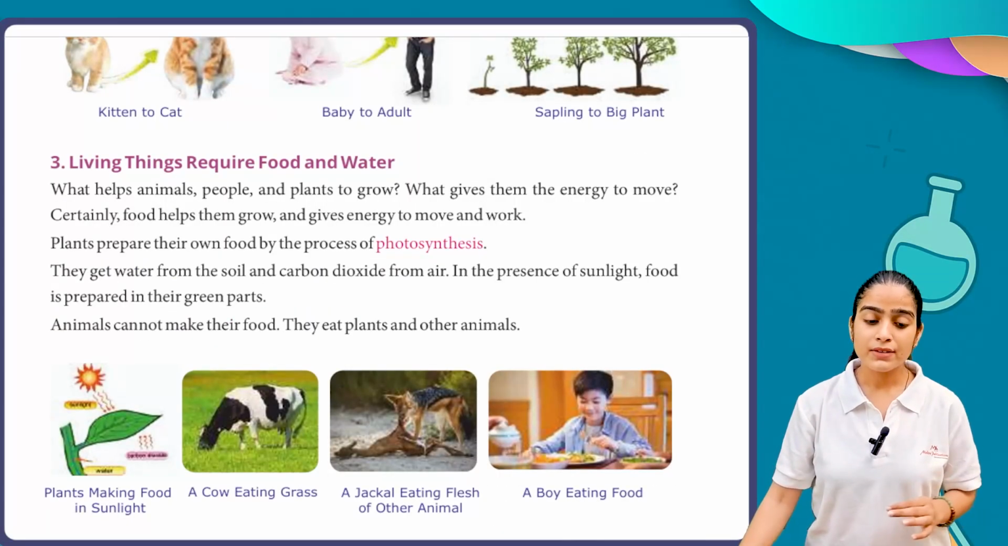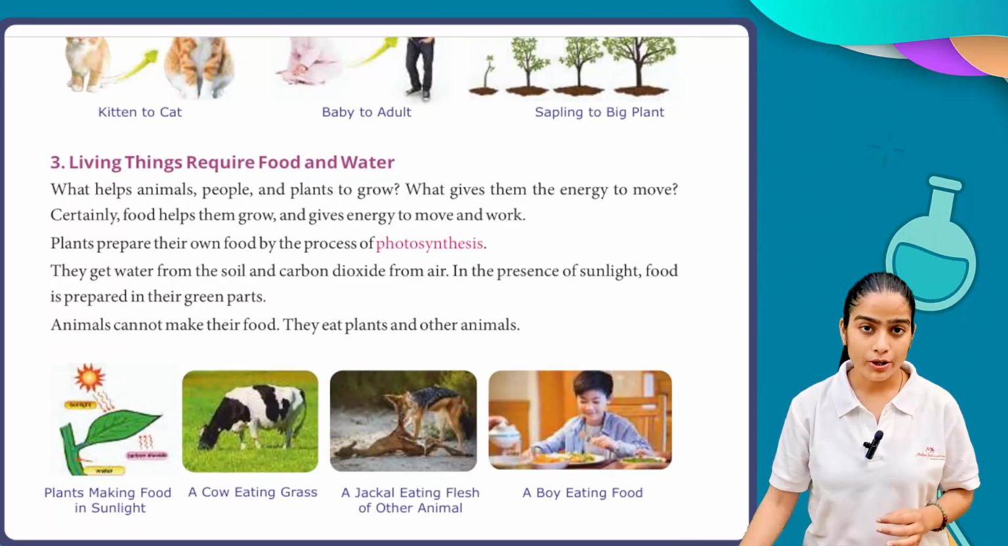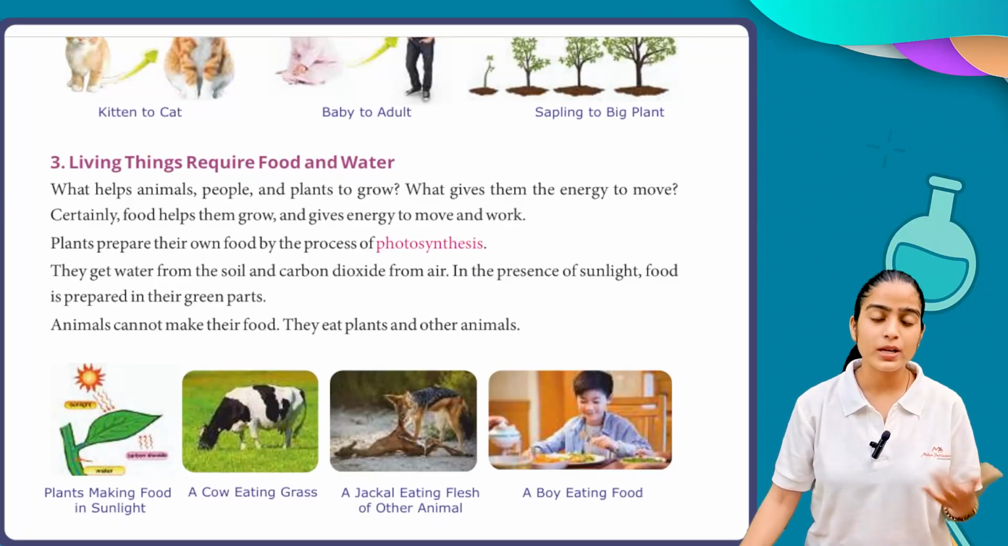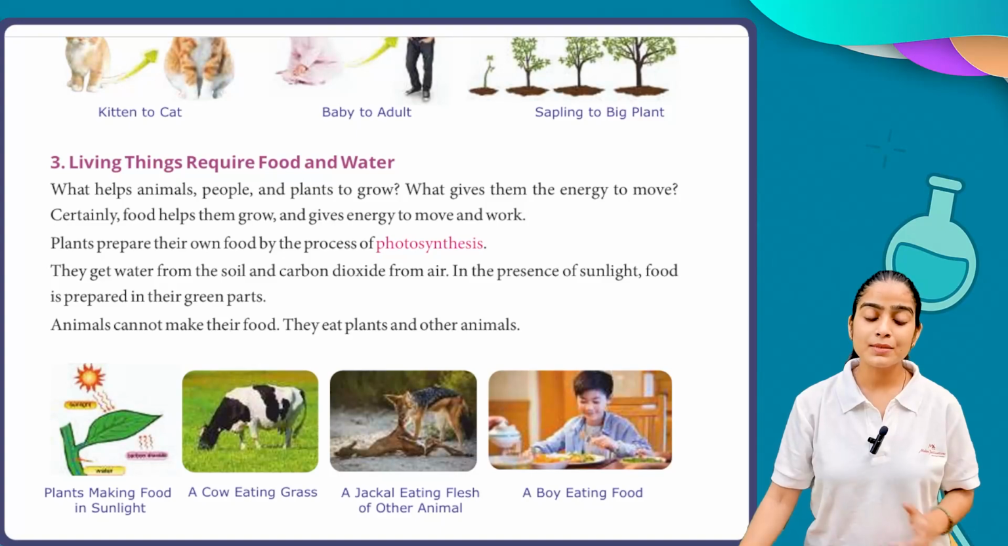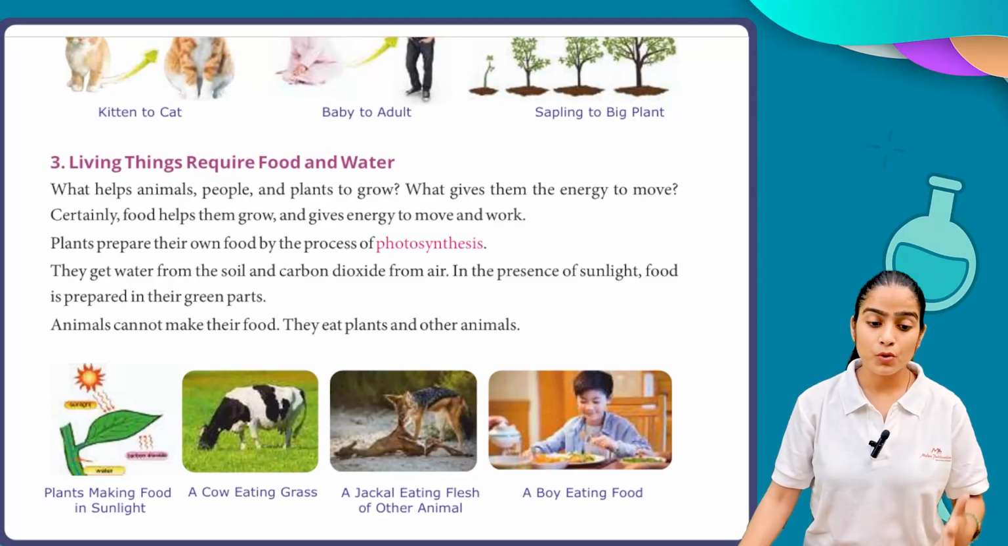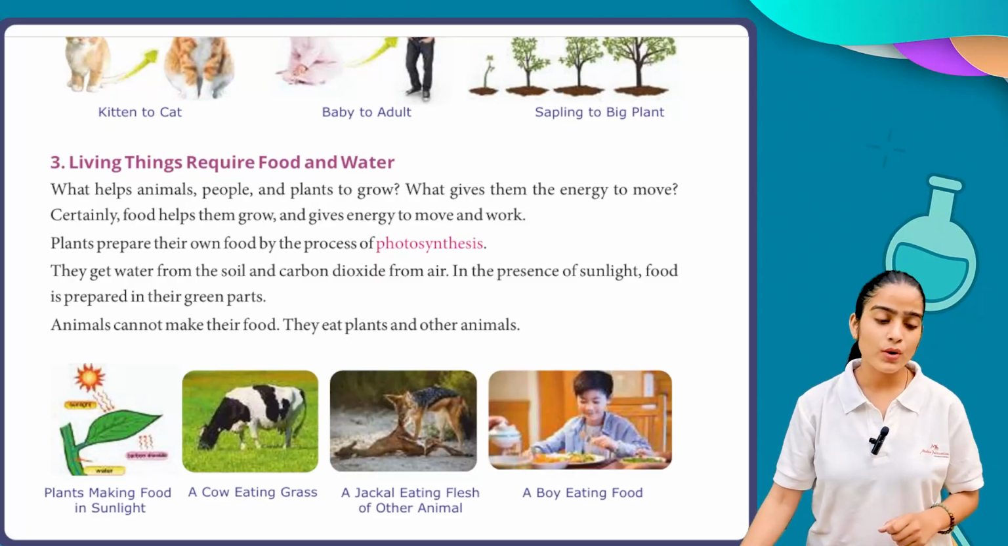Next, we have living things require food. Living things require food and water. So we need growth, right? We grow. So for growth, we need food and water. So what helps animals, people, and plants to grow? What gives them the energy to move? Certainly, food helps them grow and gives energy to move and work.